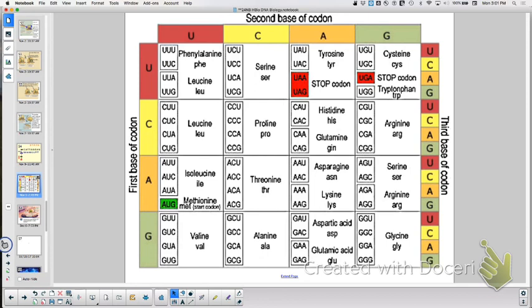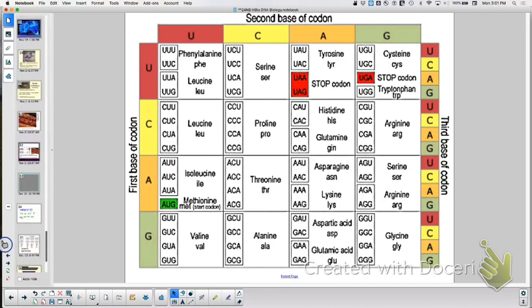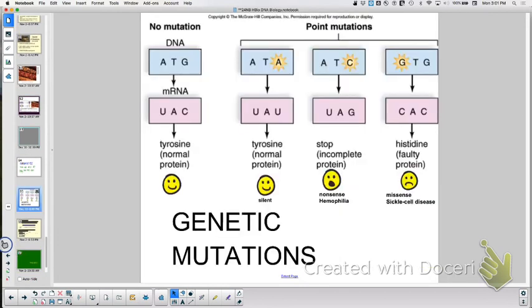Okay? But other ones, it will make a difference. If instead of CUU, you had CCU, instead of leucine, you would get proline. That could be a problem. Right? And that was back here. Nonsense is when you got a stop codon in the middle of your protein building. You're stopping in the middle of it. Missense is you get the wrong letter in there and it causes a problem.